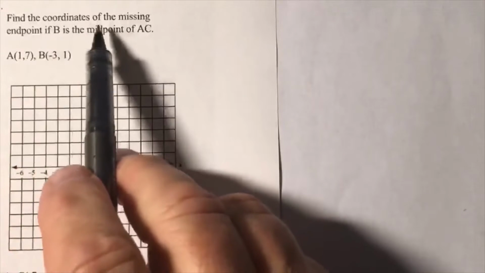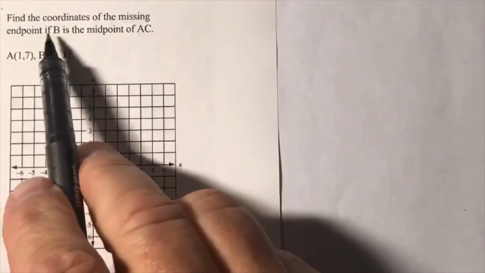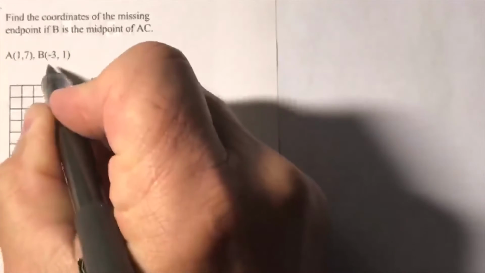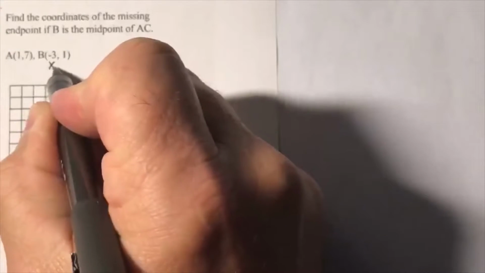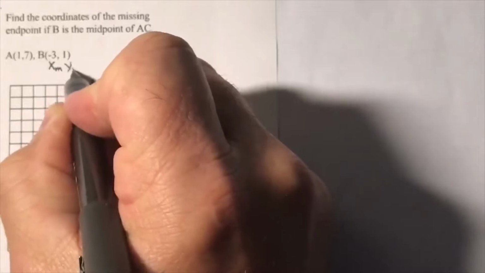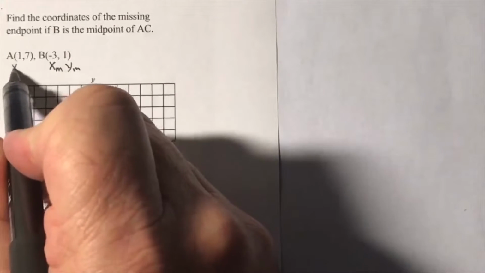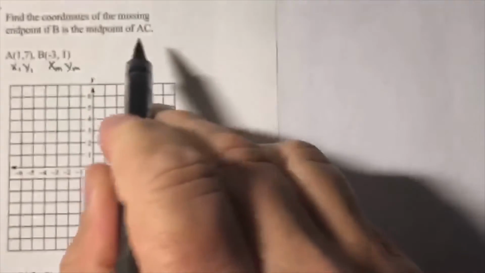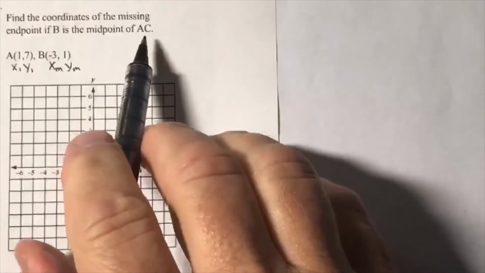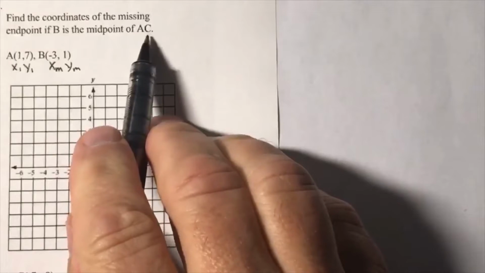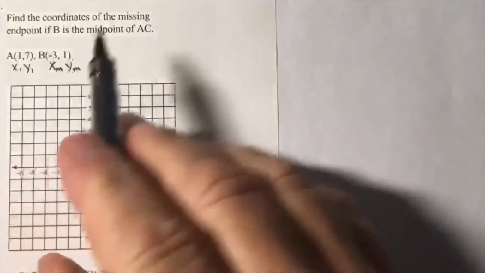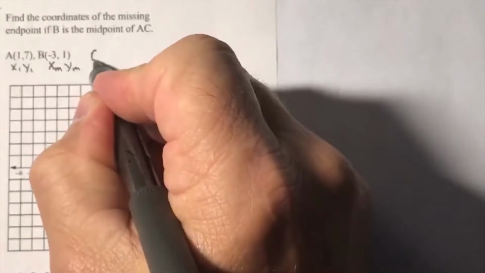Find the coordinates of the missing endpoint if B is the midpoint. So in other words, there's my midpoint xm, ym. This is going to be my x1, y1, and we are trying to find C. B is the midpoint of AC, and we're given A, so we have to find C here.